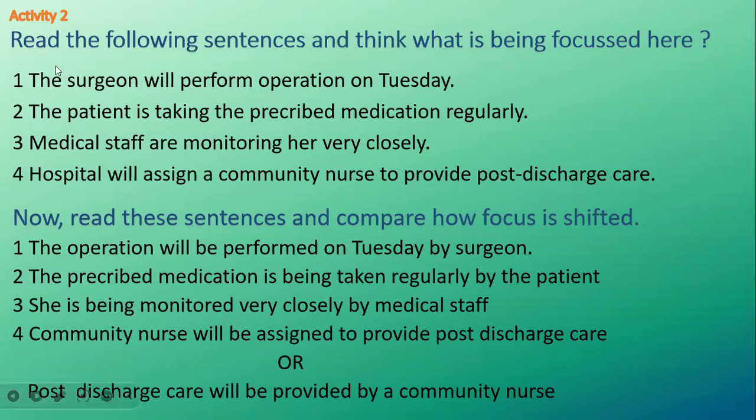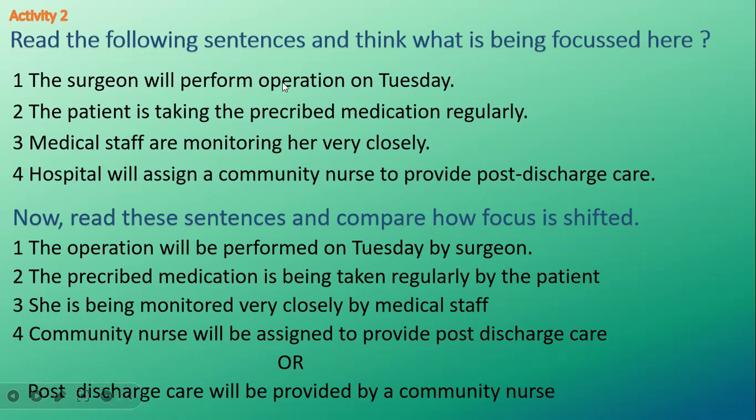So now let's just talk about the first sentence here. Surgeon is the subject, perform is the action, operation is the object, which is receiving the action. So surgeon is the doer of the action, perform is the action, and operation is the object which is receiving this action. So when we change active sentence into passive sentences, we take the object in the beginning of the sentence and we do not change the tense.